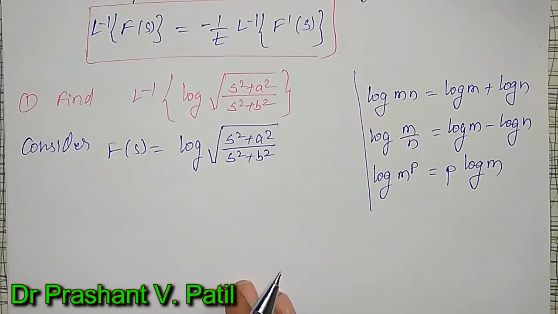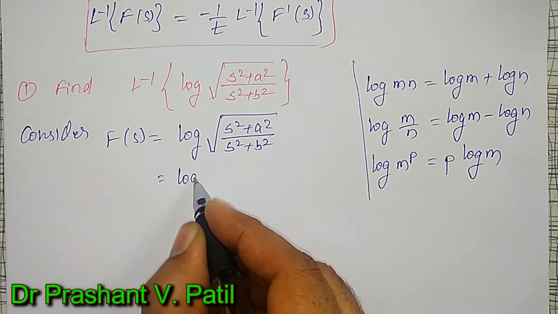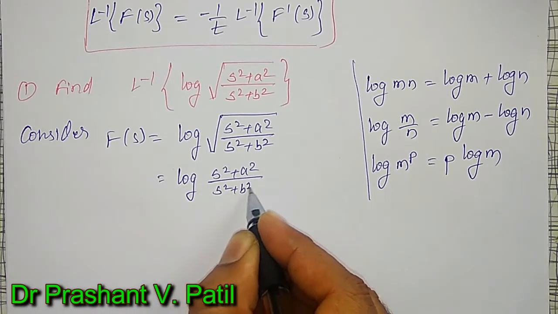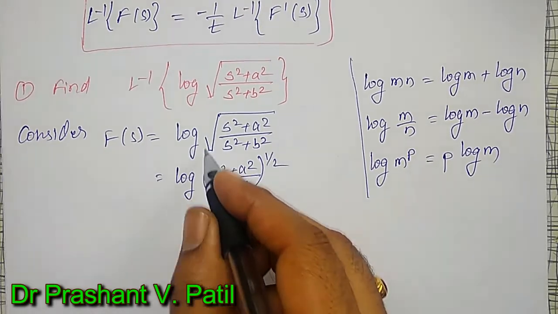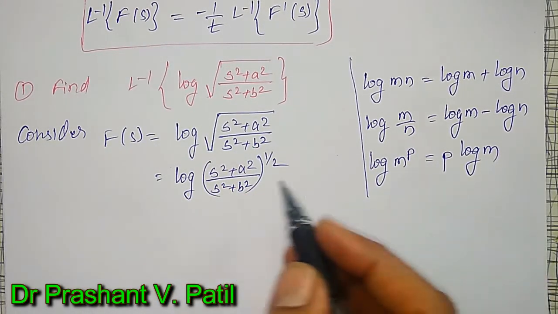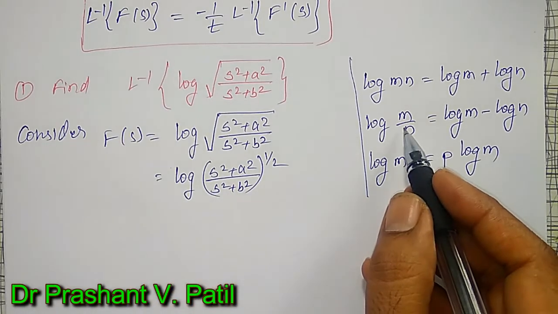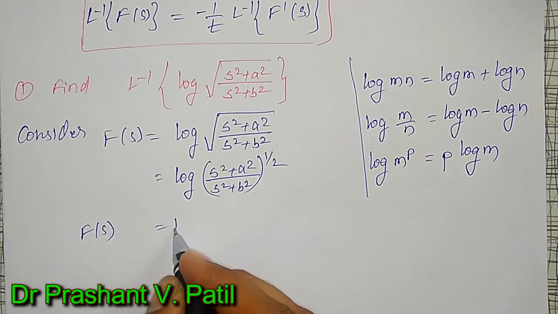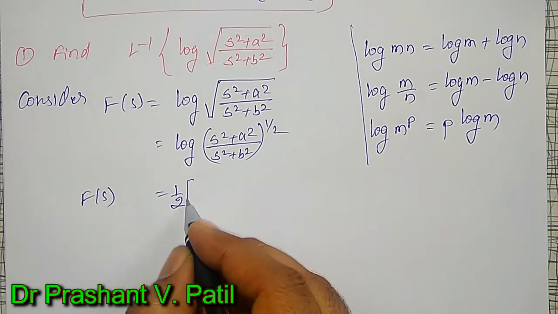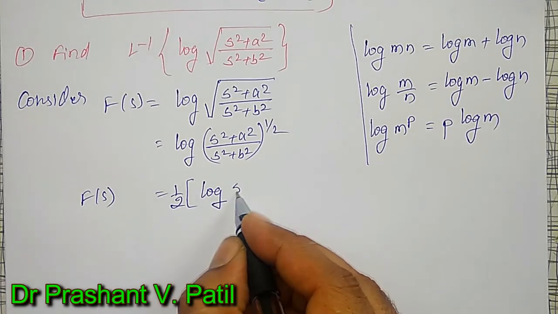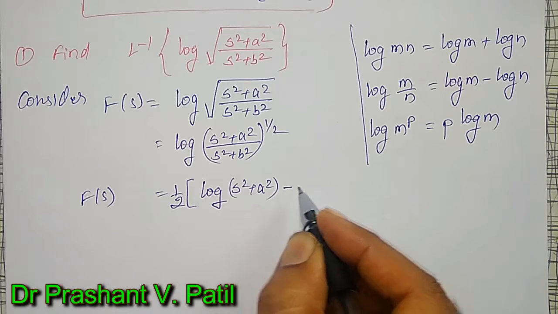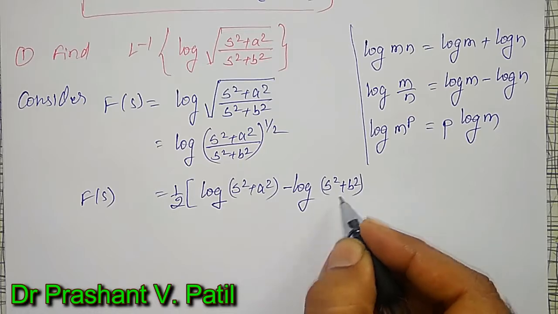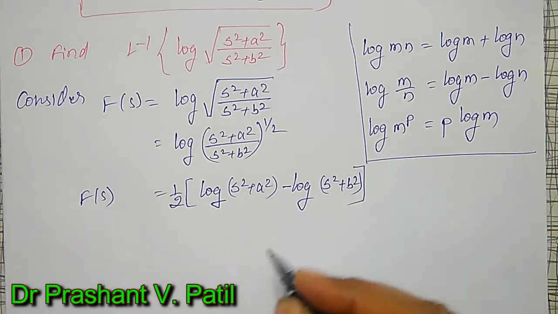That's why I am using these properties, which I can write as log of s square plus a square divided by s square plus b square, raised to 1 by 2. Square root I can write like this. Then using the first property I can write 1 by 2 outside, and using the second property I can split like this. Therefore my F of s I can write as 1 by 2 into bracket log of s square plus a square minus log of s square plus b square. Correct?